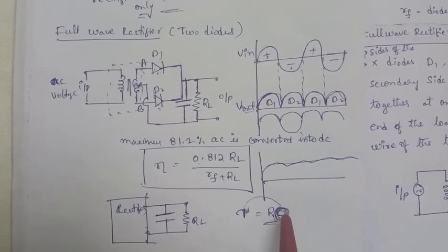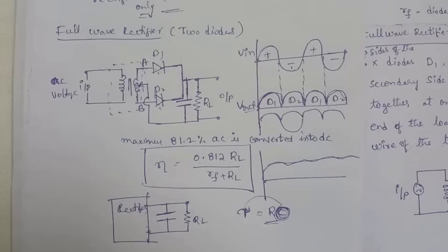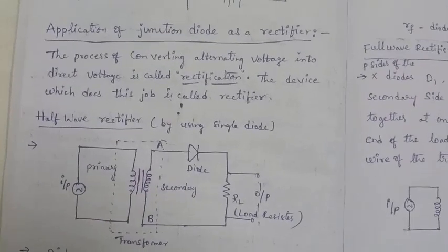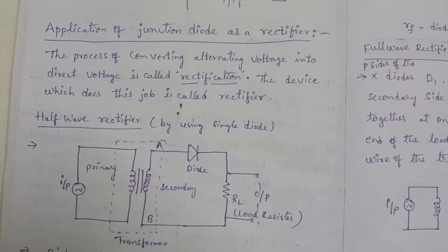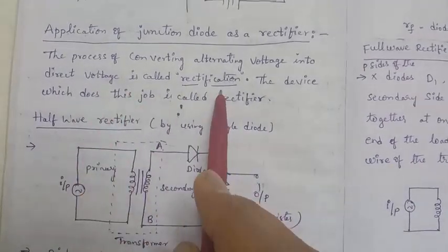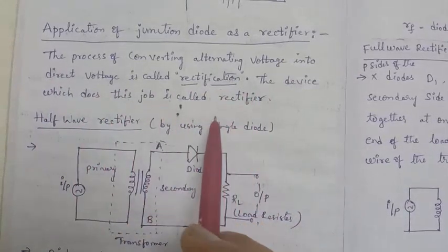So for which purpose are we using the capacitor? To store the charge. So this is about the half wave rectifier and full wave rectifier. Let us overview the topic once. The process of converting alternating voltage into direct voltage is called rectification, and the device which does this job is called a rectifier.